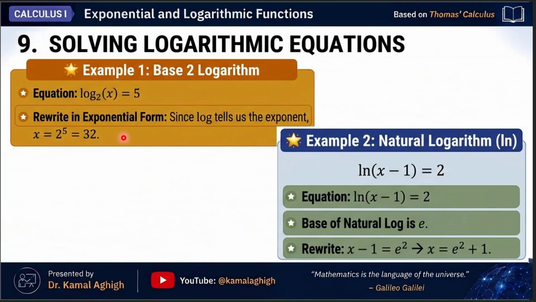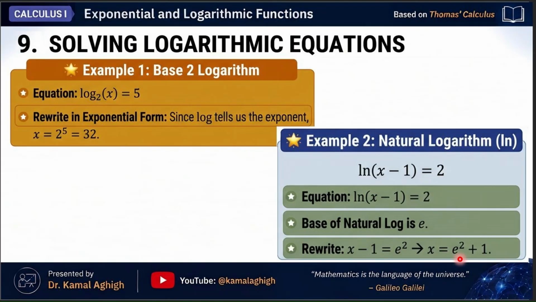Let's consider another example. Suppose we have natural log of x minus 1 equals 2. Again, we rewrite the equation in exponential form. Since the base of the natural logarithm is e, we obtain x minus 1 equals e squared. Adding 1 to both sides gives x equals e squared plus 1.